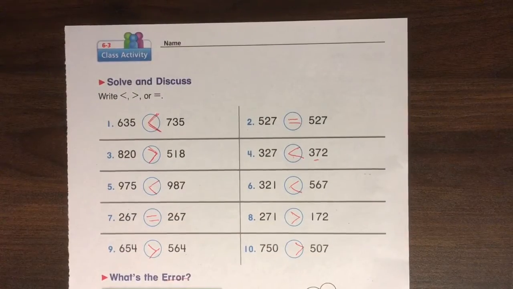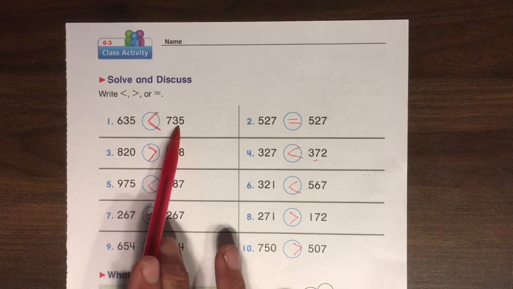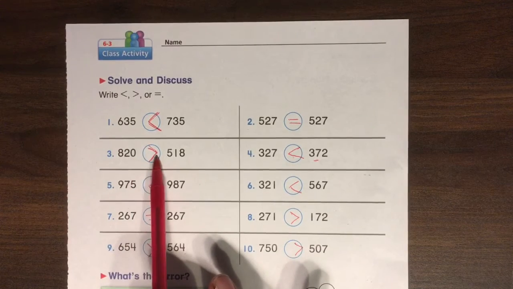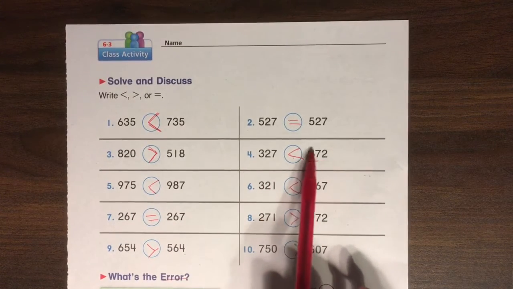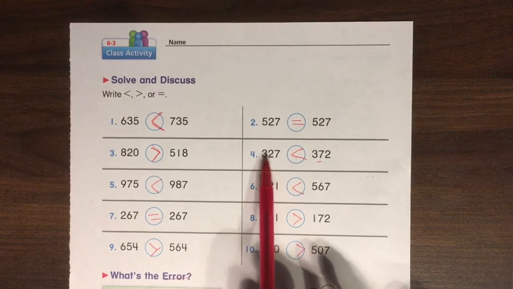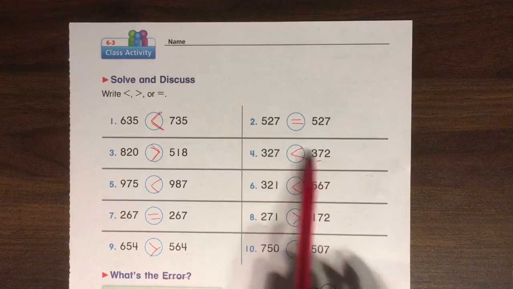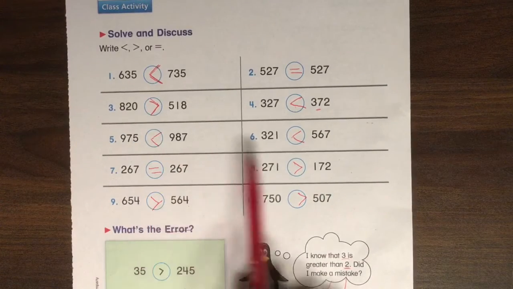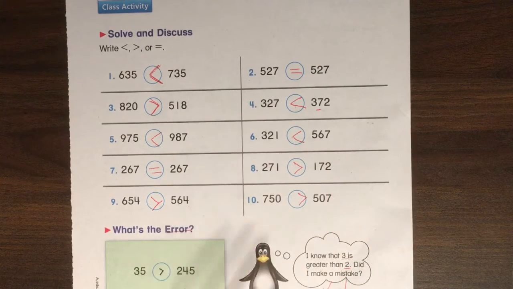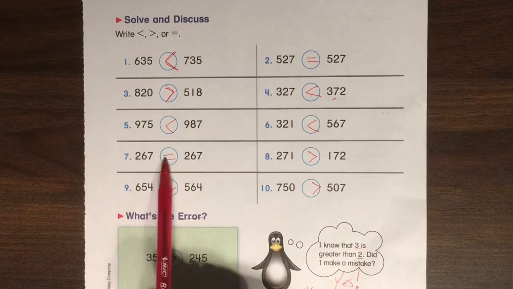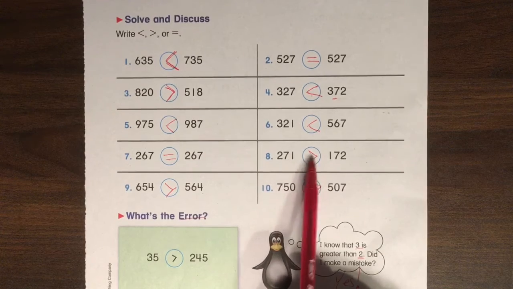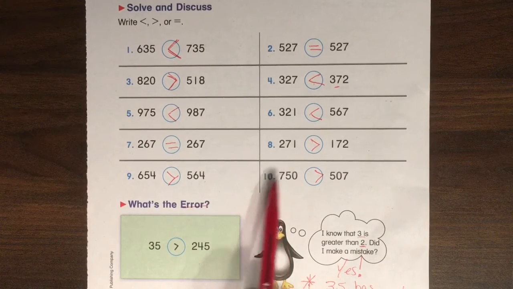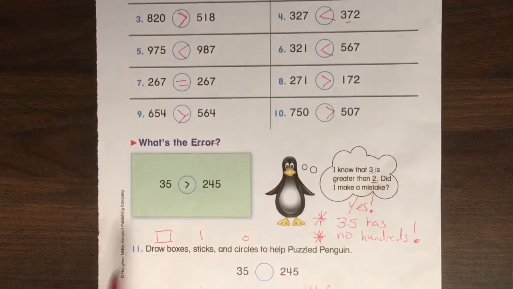Okay, here are the answers. Number 1, 735 is greater. Number 2 is equal. Number 3, 820 is greater. Number 4, 372 is greater. Again, greatest place value that is different here is the tens. Number 5, 987 is greater. Number 6, 567 is greater. Number 7 is equal. 8, 271 is greater. 9, 654 is greater. Number 10, 750 is greater.